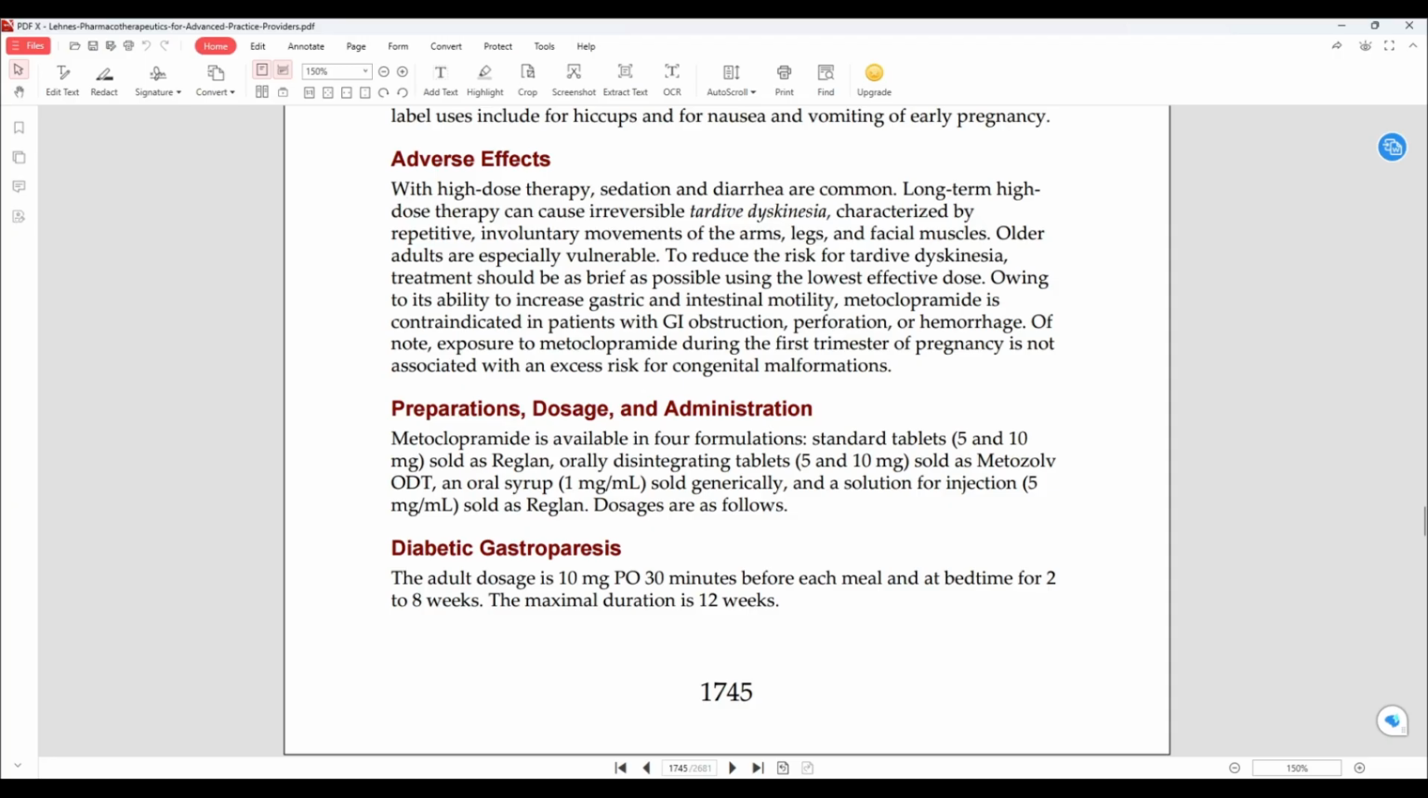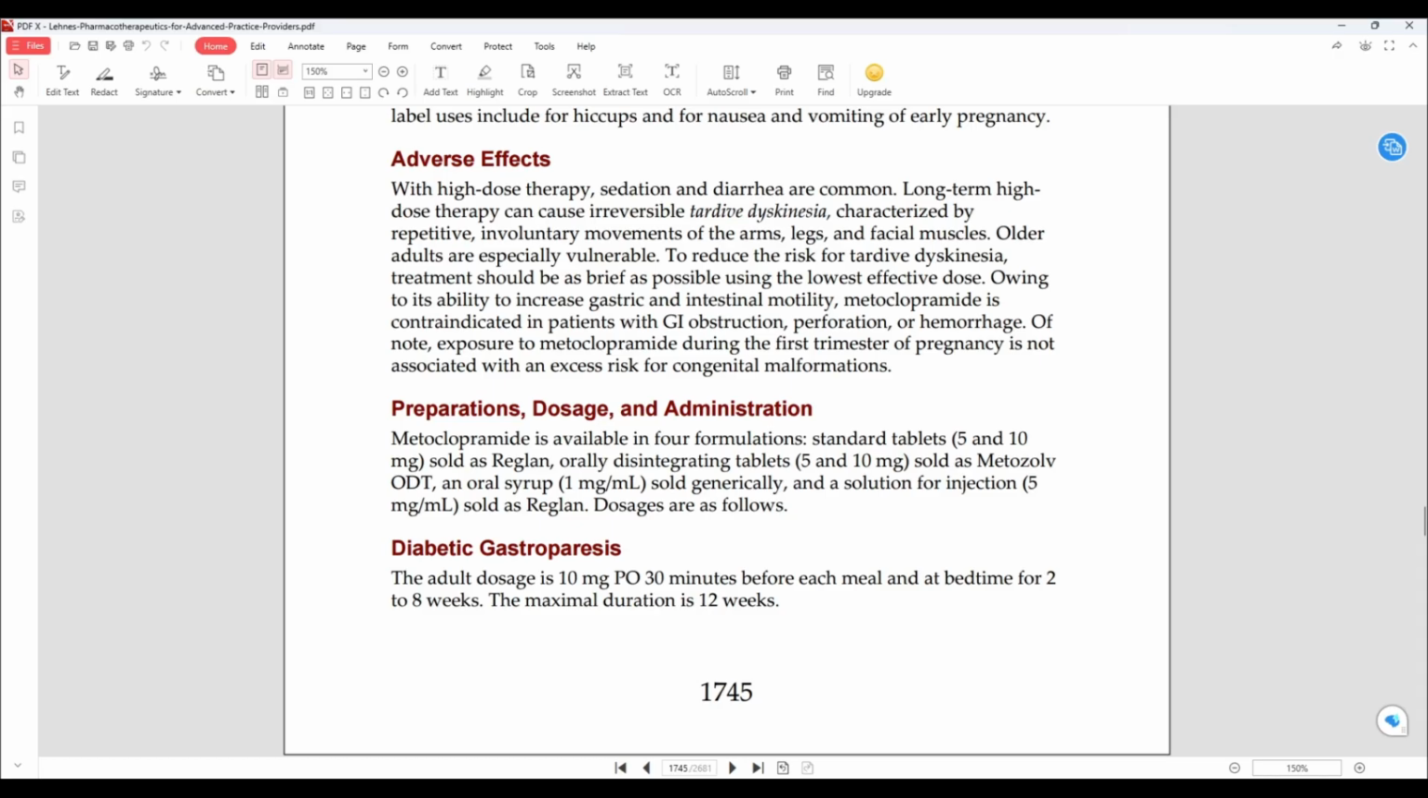Owing to its ability to increase gastric and intestinal motility, Reglan is contraindicated in patients with GI obstruction, perforation, or hemorrhage. Of note, exposure to Reglan during the first trimester of pregnancy is not associated with an excess risk for congenital malformations. So, its preparation, dosage, and administration.